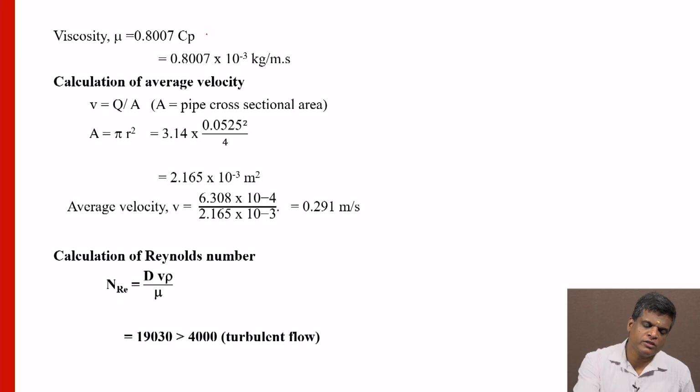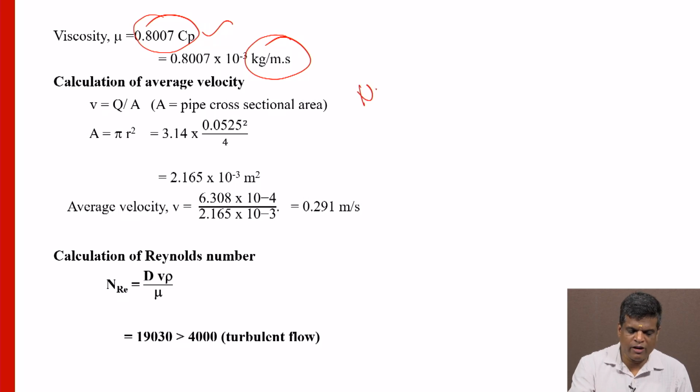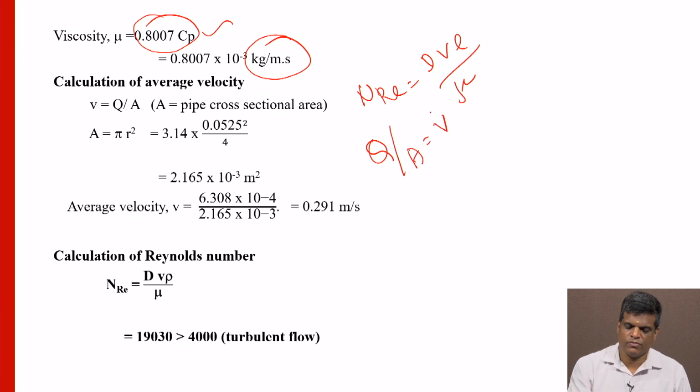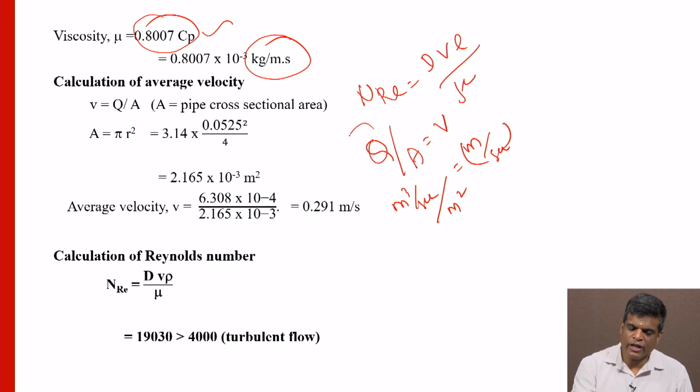Then again, 0.8007 centipoise, you convert in terms of kg per meter second. So, what is the Reynolds number here? Reynolds number is dVρ/μ. The problem here, we got only the value of Q, the volumetric flow rate. If you divide the volumetric flow rate by the cross-sectional area, we get a velocity, because here it is meter cube per second, then area meter square, so we get meter per second velocity. So volumetric flow rate divided by area gives the velocity.